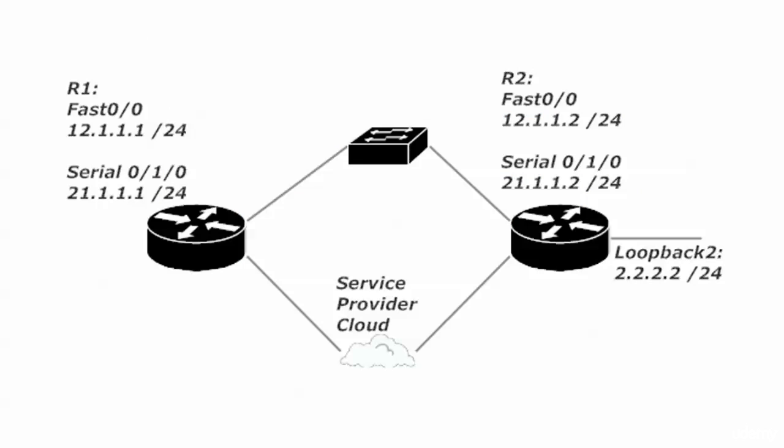Because here we've got two links, two different ways for packets to get from router 1 to router 2's loopback. Over the broadcast segment, fast Ethernet network of 12.1.1.0/24, or over the serial link through the service provider cloud at 21.1.1.0/24. Now, we've seen a network kind of like this already, and you put RIP on it. We know we'd have equal cost load balancing, etc.